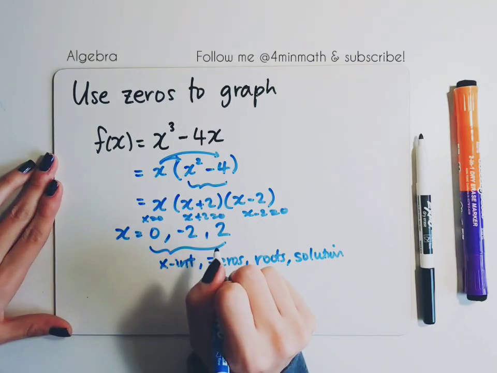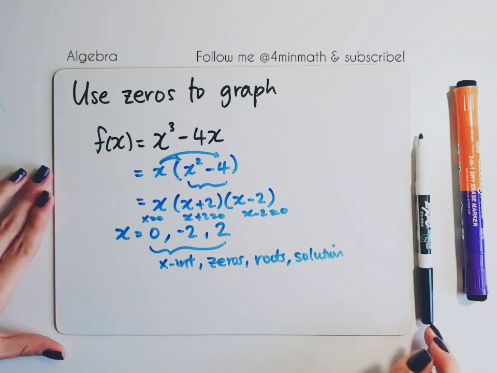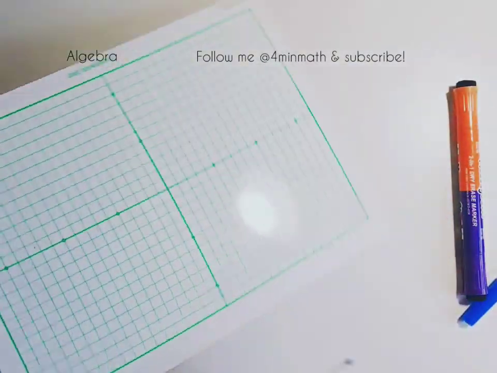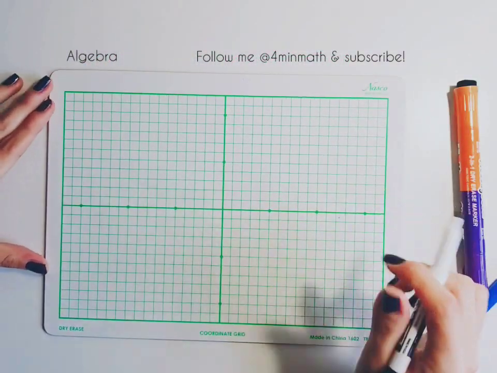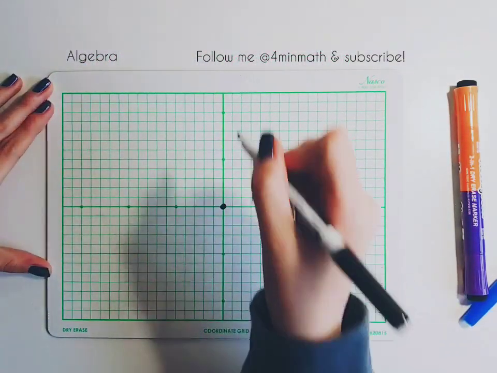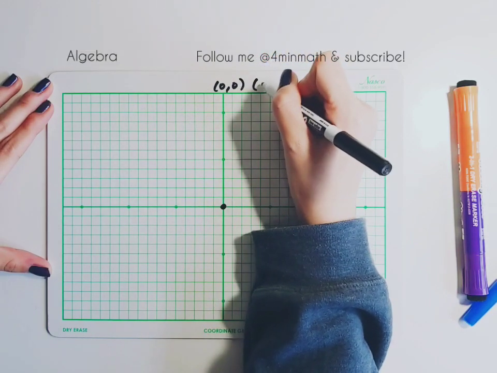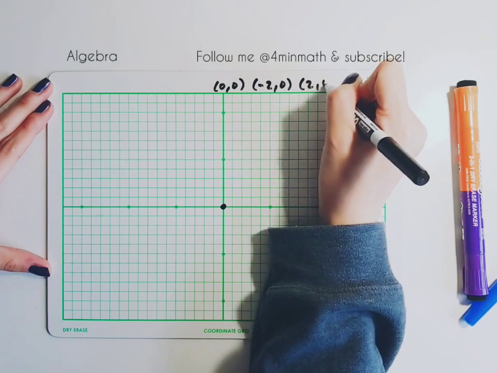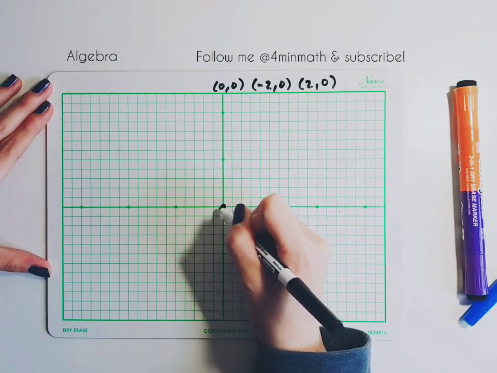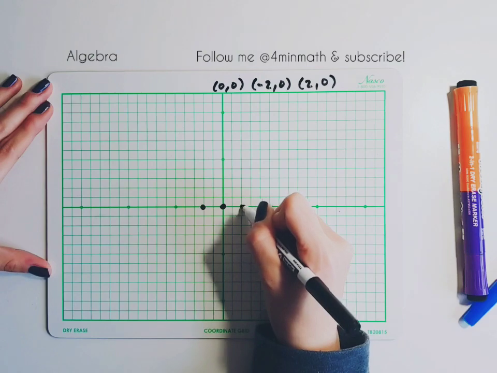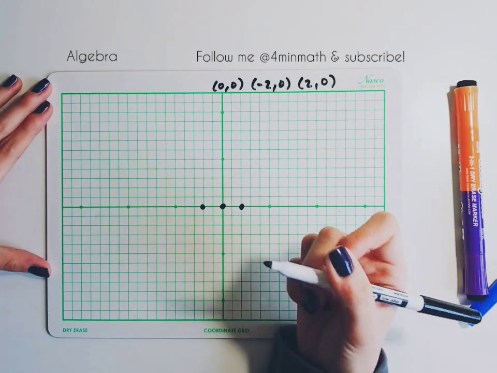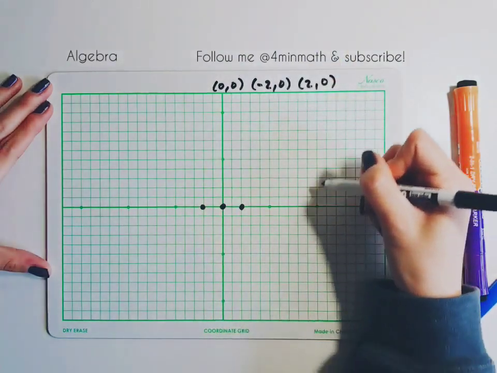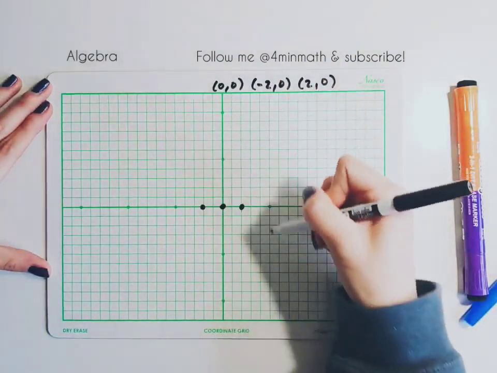So using these zeros, I can plot on the other side of the graph. So I'm going to use 0, 0. So here, 0, 0. That was one of the points. And then negative 2, 0, and then 2, 0. Then what I can do is, in between each of these, because it's a cubic function, I know that the graph will look something like that, cubic function.